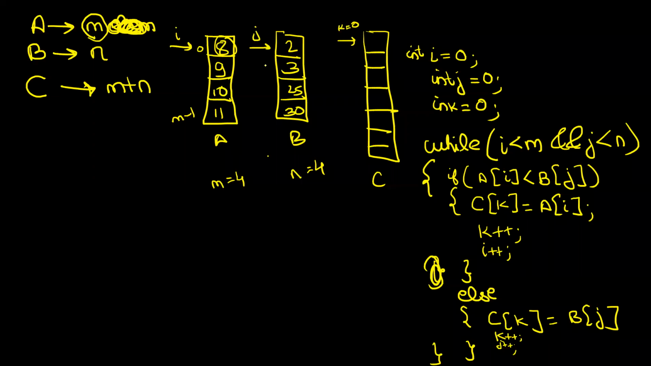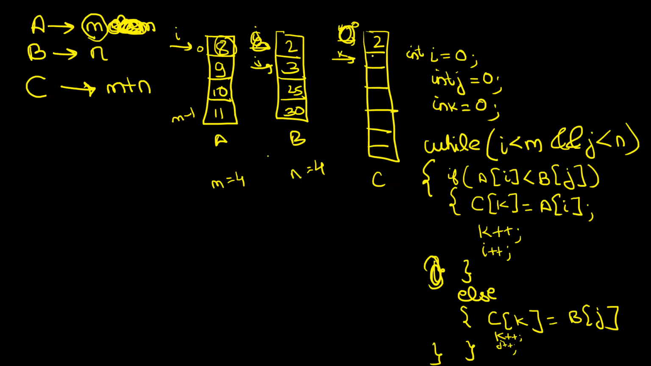I do a j plus plus. Done. Again, I come to the while loop. I check: are i and j valid indexes? Yes. i is less than 4 and j is also less than 4. So again, I compare. Is a of i less than b of j? No. So I enter into the else block.